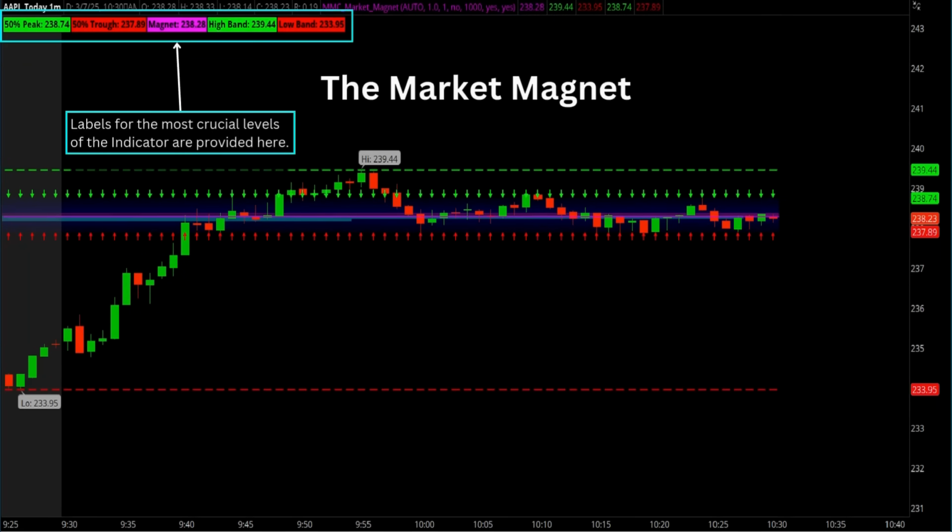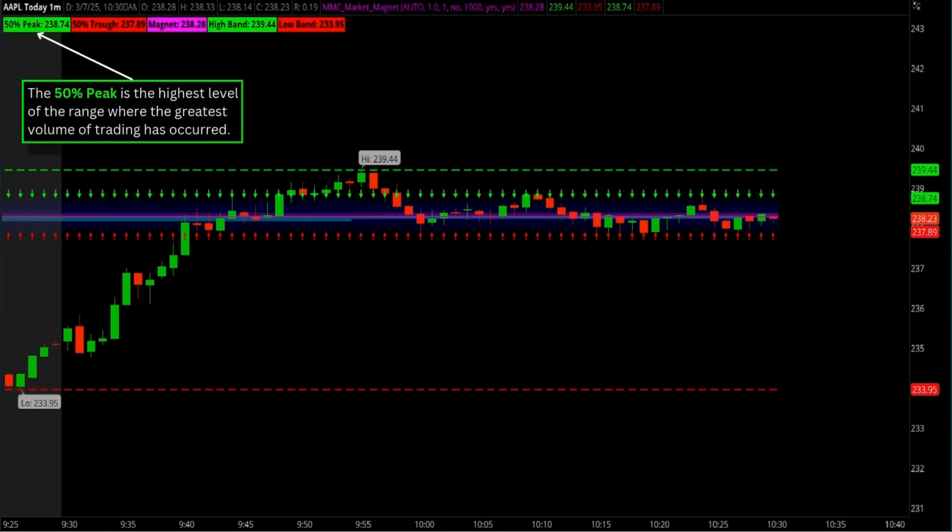Each label displayed here highlights a key price level calculated from live volume data, giving traders an instant visual on where the market is most likely to react. The green 50% peak label shows the price of the value zone high by determining half of the day's volume and marks the price of a potential resistance or breakout level.